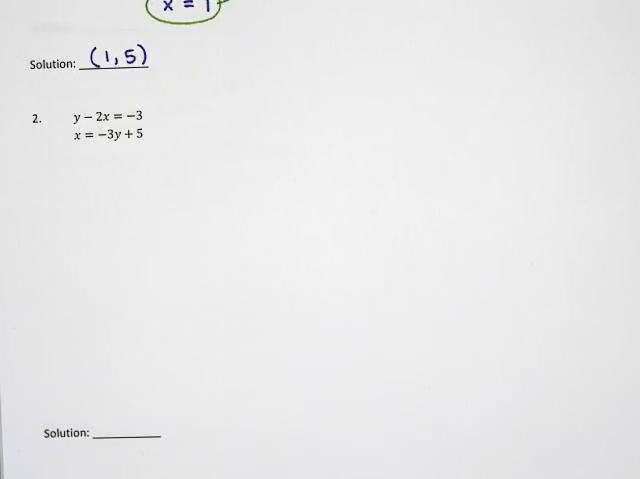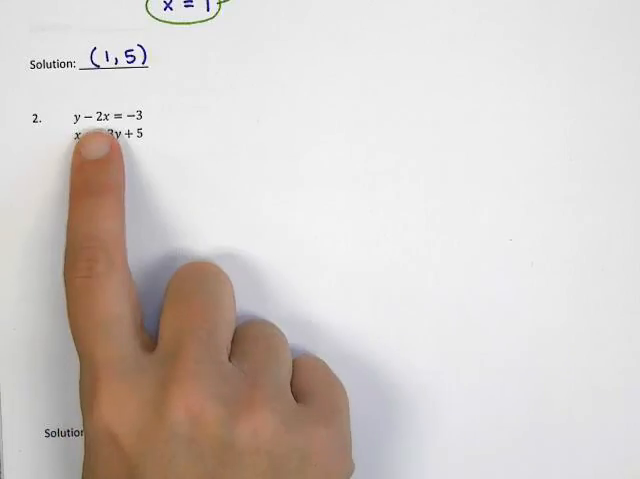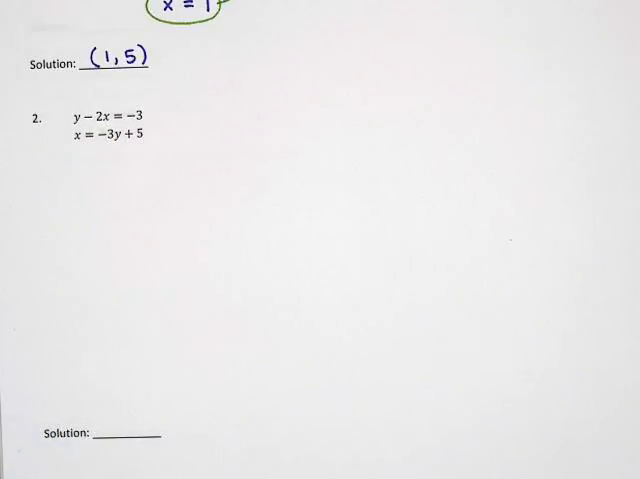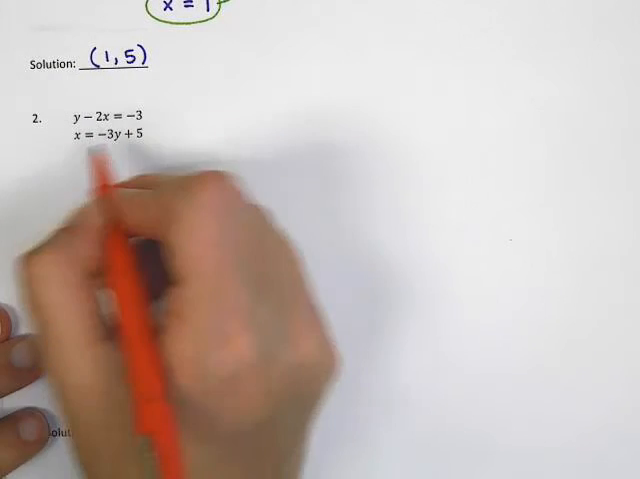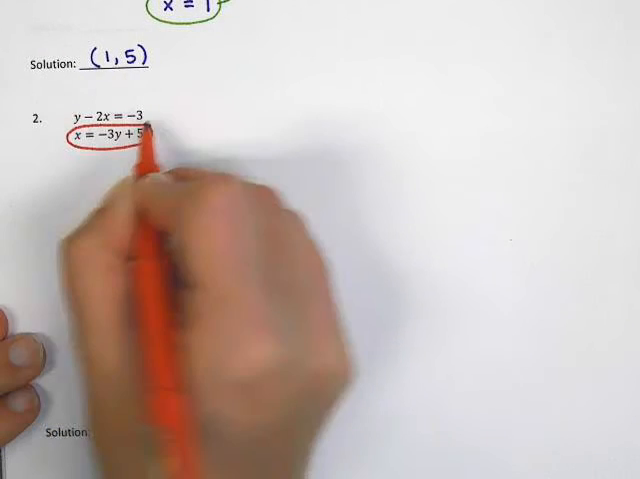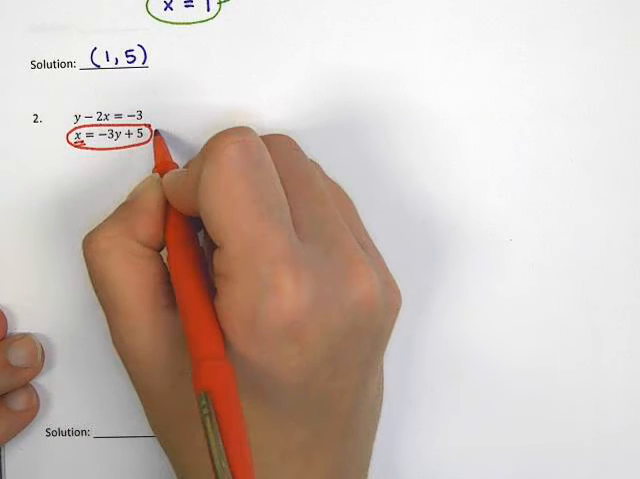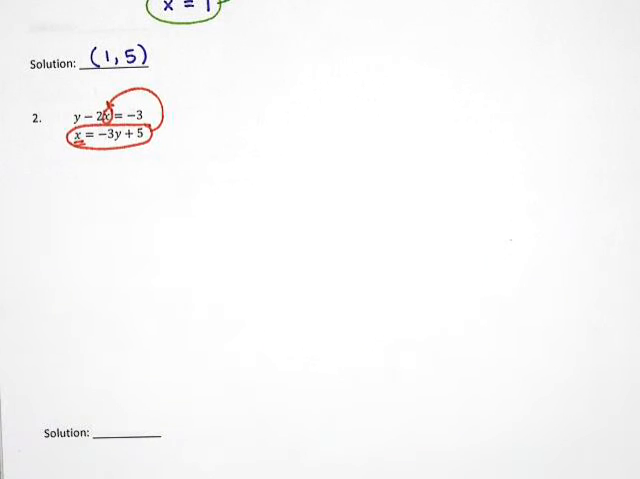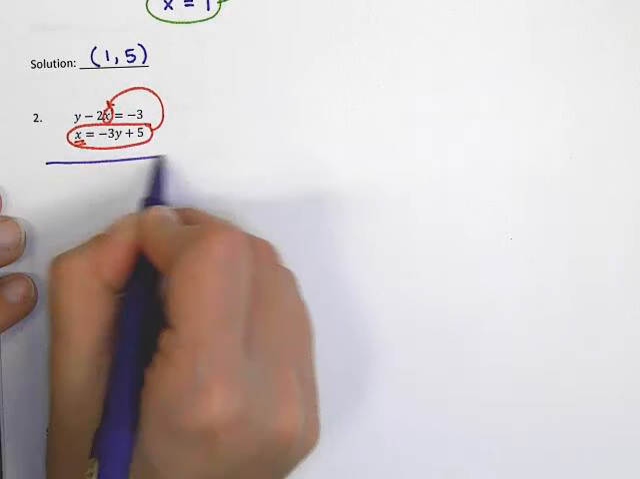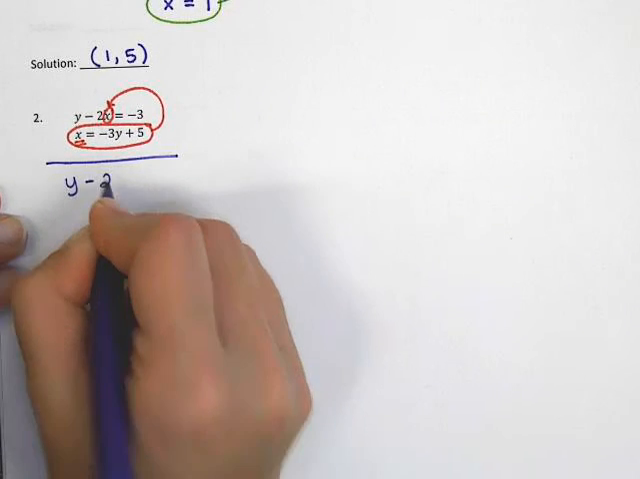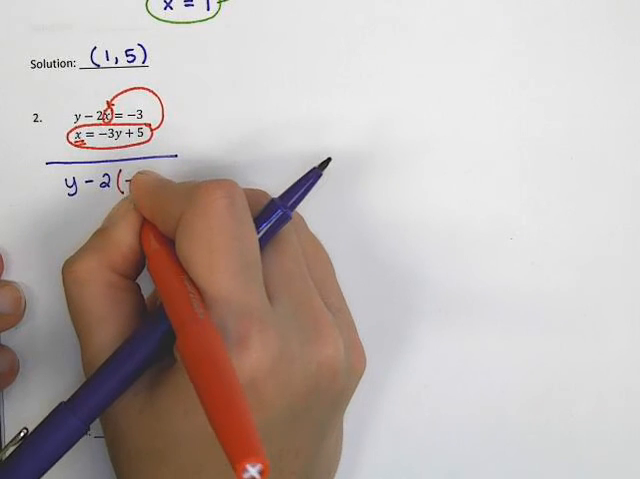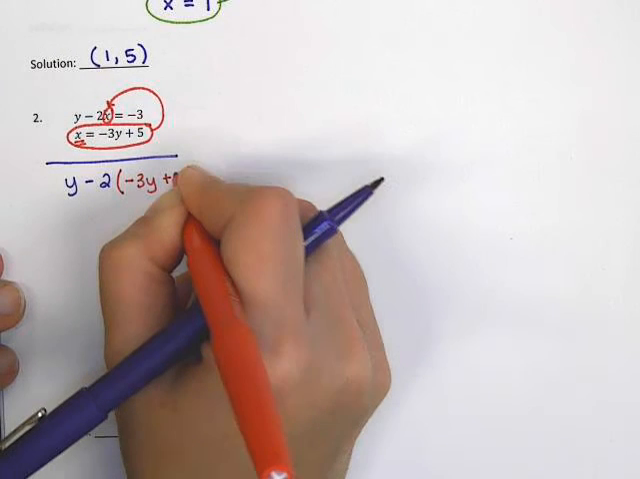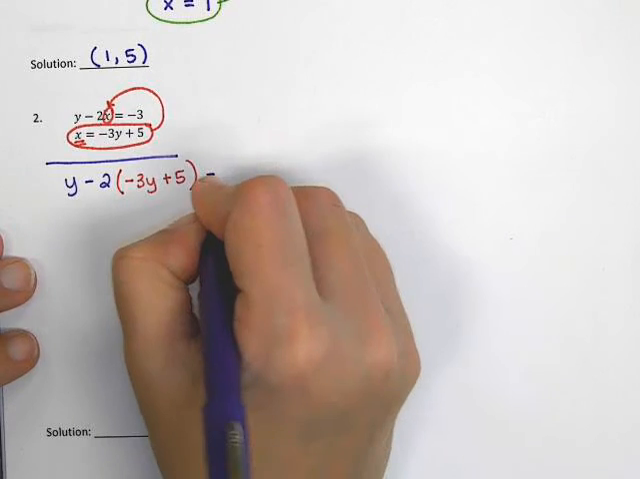Let's try example 2. Now in example 2, when I look at the first equation, neither of the variables are by itself. So then I might look at the second equation. In the second equation, this time the x is by itself, which means I'm going to plug this in and replace the x this time instead of the y. So I get y minus 2, and instead of the x, I'm going to plug in negative 3y plus 5 equals negative 3.